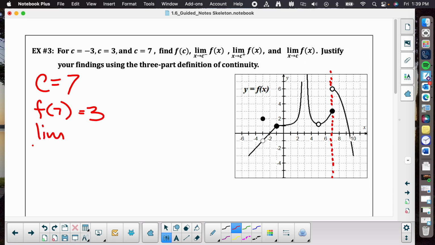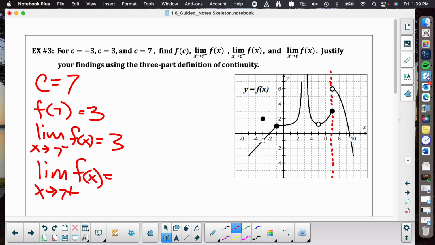Limit to the left of 7, 3. Yep. Right, 3. No. I think you got in the habit of just saying 3. Oh. 6. Yes. Okay. The two-sided limit does not exist. And the fact that all of these were not the same answer means it is not continuous.